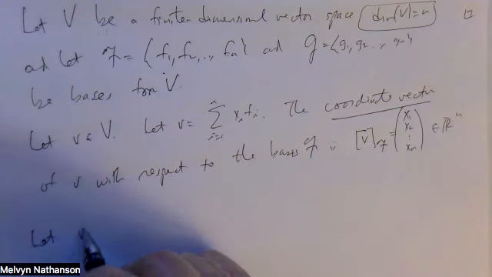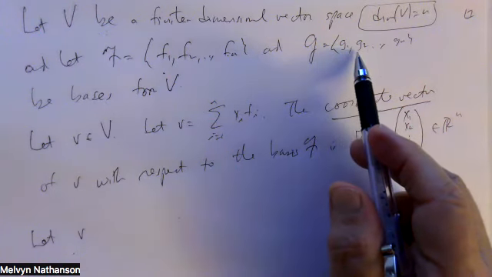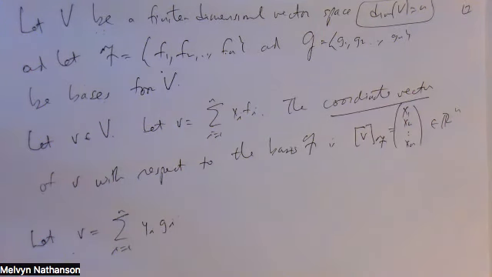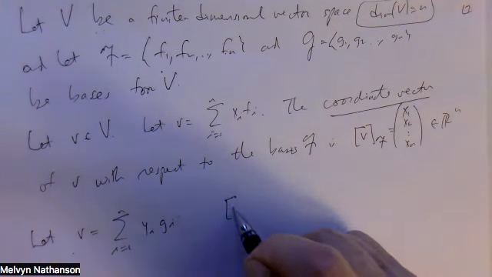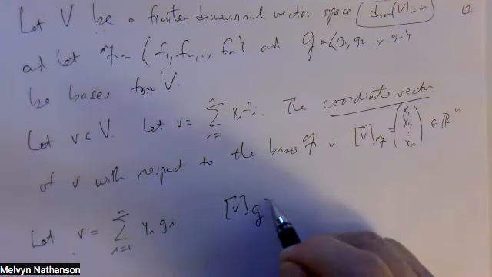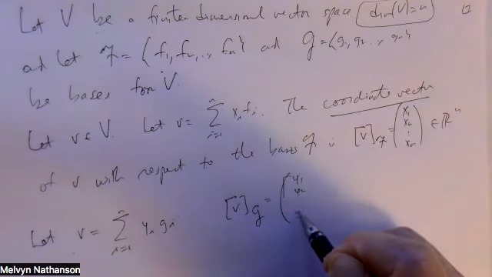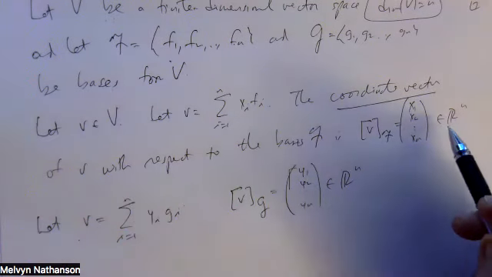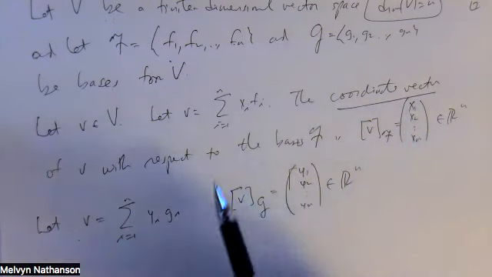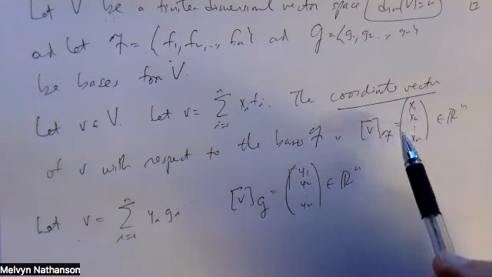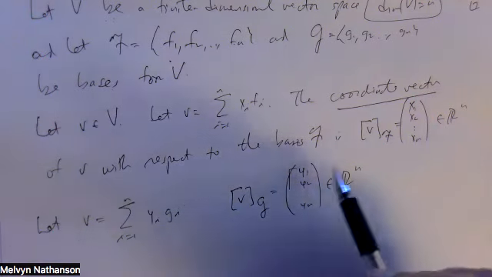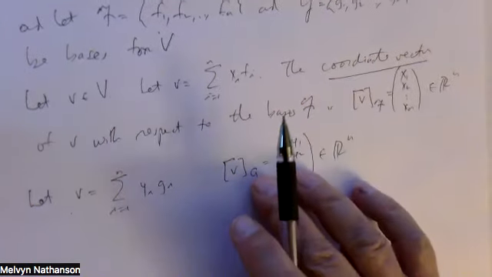Similarly, suppose v is a linear combination of the G vectors. Suppose v is the summation of y sub i, g sub i, i goes from 1 up to n. And the coordinate vector of v with respect to the basis G is y1 down to yn in Rn. So this vector v can be associated with an n-tuple in many different ways. For every basis for the vector space, you have a coordinate vector, which uniquely determines the vector v. And it's natural to ask, if you change the basis of your vector space, how do the coordinate vectors change?